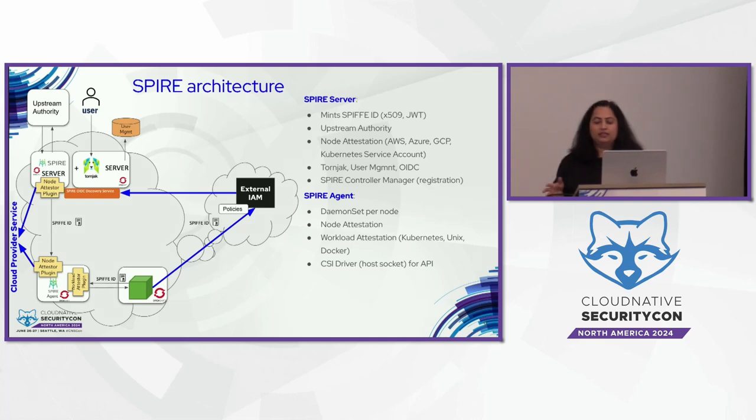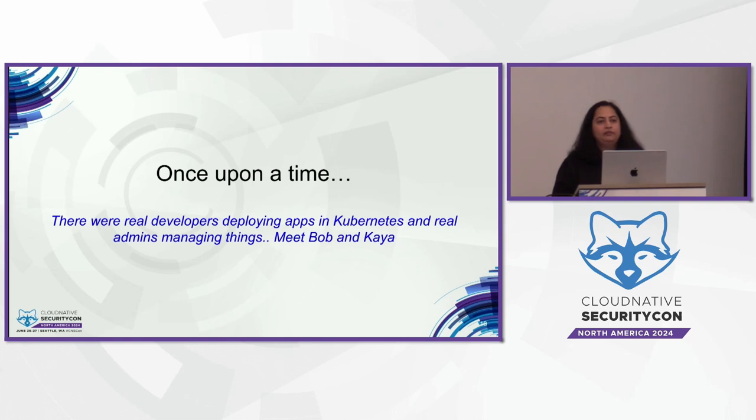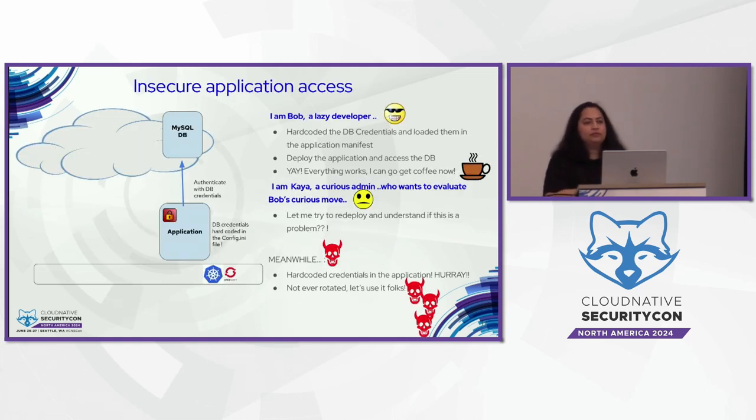So, now that the architecture is out of the way and we know it's the secure solution, let's look at how two real-world users, Bob and Kaya, would approach this. Bob and Kaya were first not aware of SPIFFE and SPIRE. So Bob, being a happy-go-lucky but lazy developer, decided to hard-code credentials for one of the applications he was writing. He was in a hurry.